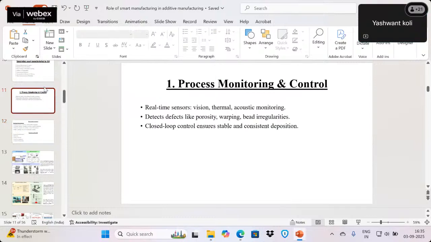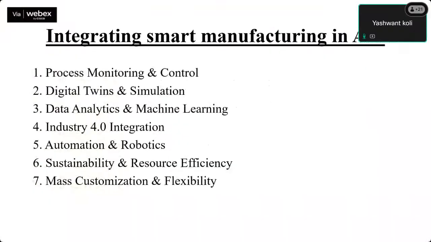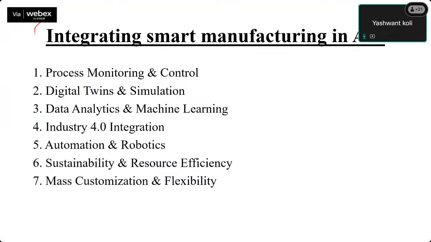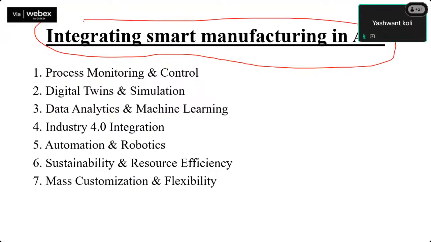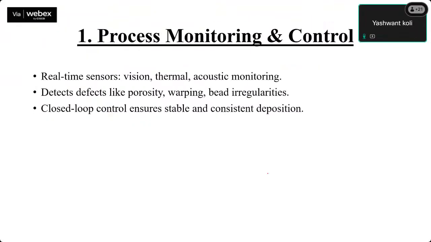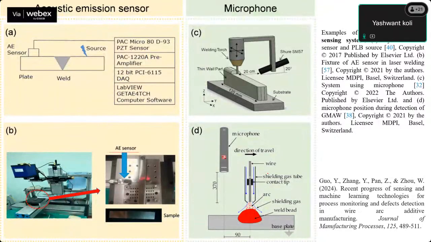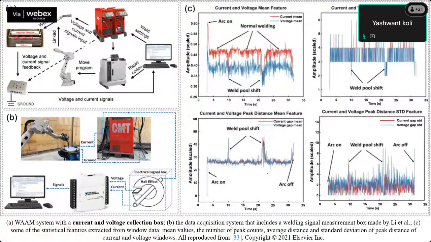Good afternoon, all. We have already discussed the integration of smart manufacturing in AM. We have already discussed these 7 parts. The first part covered real-time sensors, defect detection, process monitoring and control, the CCD spectrometer and NIR spectrometer, the optical sensors, and then the acoustic sensor. So this is the third part.